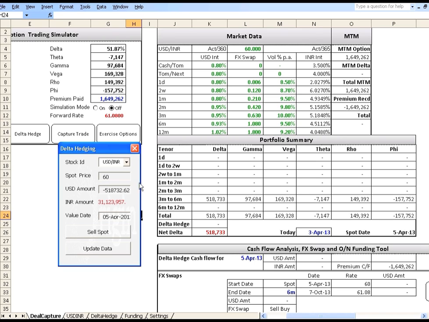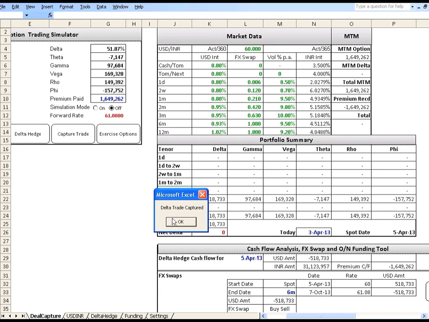Sometimes the market data may change while you are trying to think what should be done. This button allows you to update the market data and the new delta hedge amount. When you click this button, the USD INR spot sell trade will get captured, bringing down the delta hedge requirement of our portfolio to 0. Let's capture the trade. You can see that delta hedge has taken care of the spot risk for the time being.